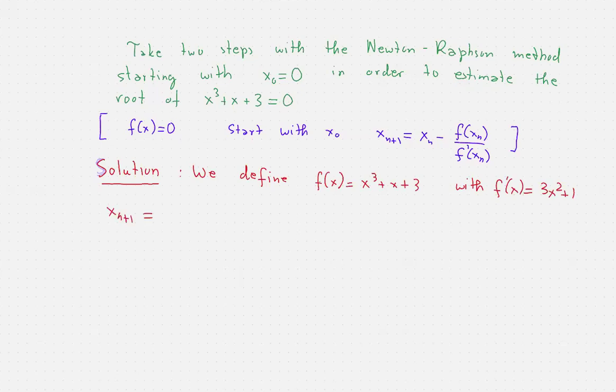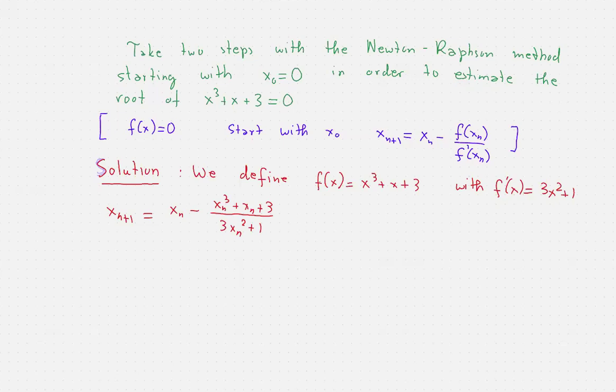So this will mean that xn plus 1 is going to be xn minus, so we have on the top f of xn. So that would be xn to the third power plus xn plus 3. And on the bottom, we have 3xn squared plus 1. I'm not sure that we can do a very fancy simplification here, but let's just give it a try.